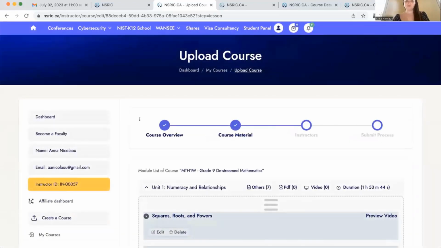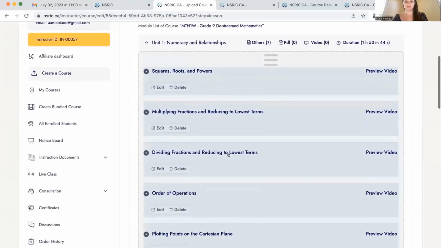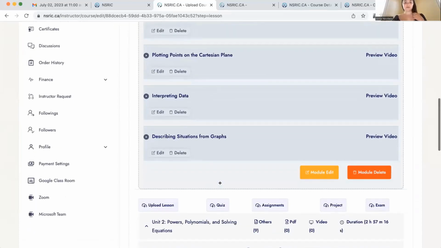All right, so now we'll click save and continue. Okay, now comes, I was going to say the hard part. It's not really hard, more the long part though, I will say. This is where you can upload, for every unit, all of your resources that you're going to give to the students. So for example, the main things here that I've uploaded are the videos. For numeracy and relationships, I have a video on squares and square roots, multiplying fractions to lowest terms, dividing fractions, and so on. I have all of these videos.